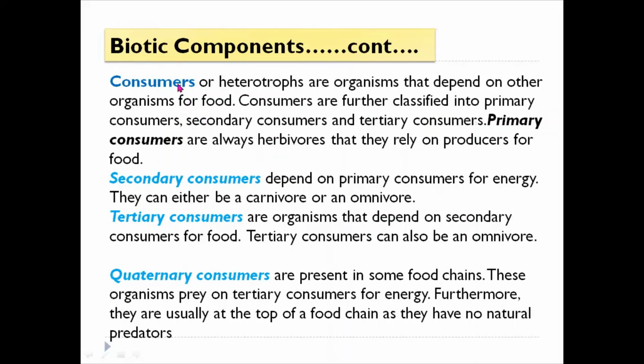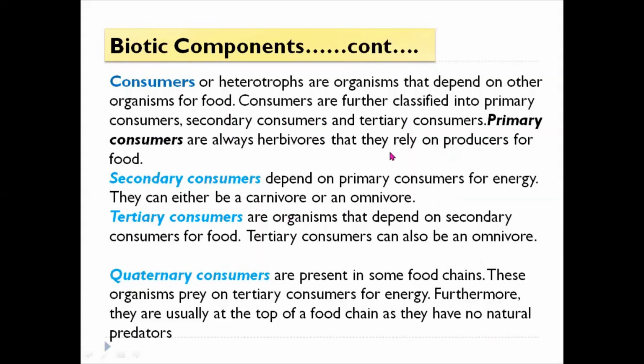Number two is the consumers or heterotrophs, which are organisms that depend on other organisms for food. It means they do not produce, but depend on others for food. So they are called consumers. They just consume the food, take the food. Consumers are further classified into primary consumer, secondary consumer, and tertiary consumer. Primary consumers are always herbivores that rely on producers for food. Secondary consumers depend on primary consumers for energy. They can either be carnivorous or omnivorous.